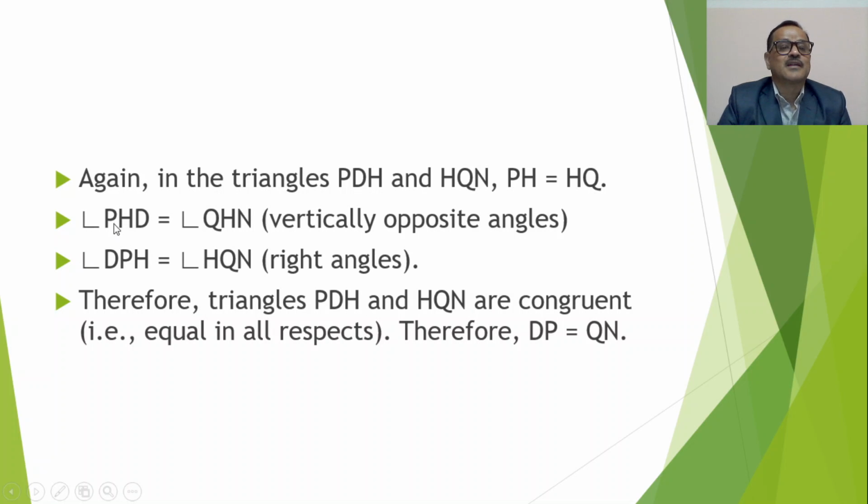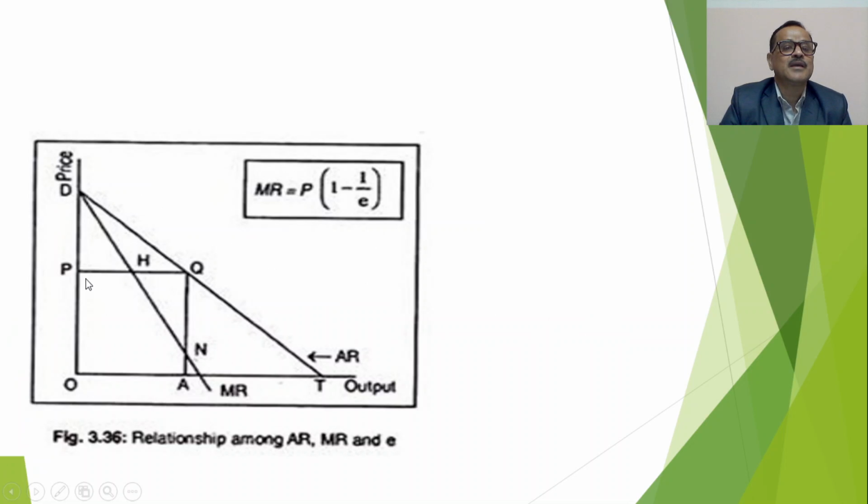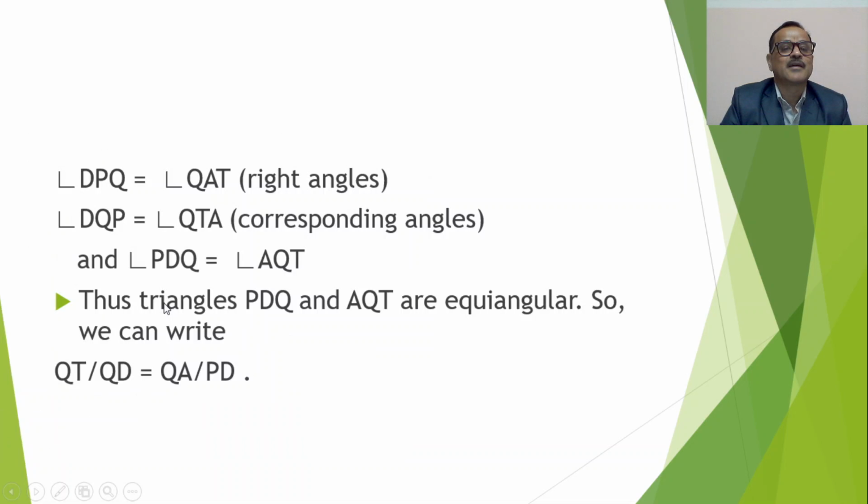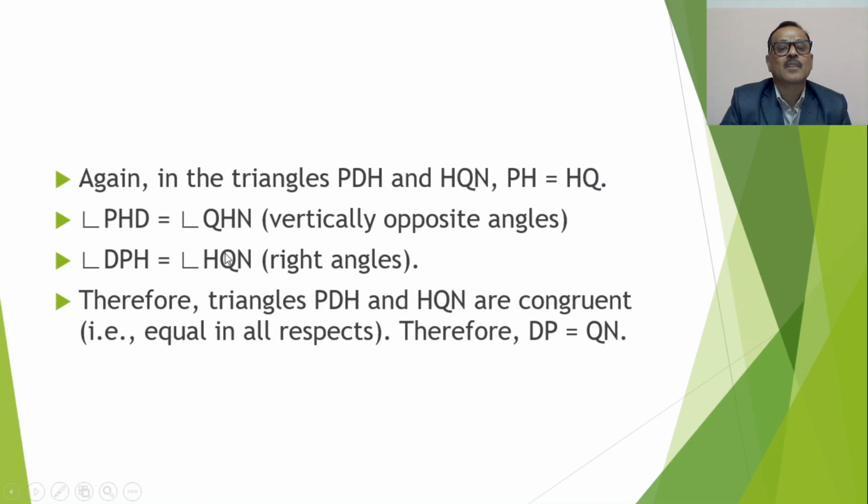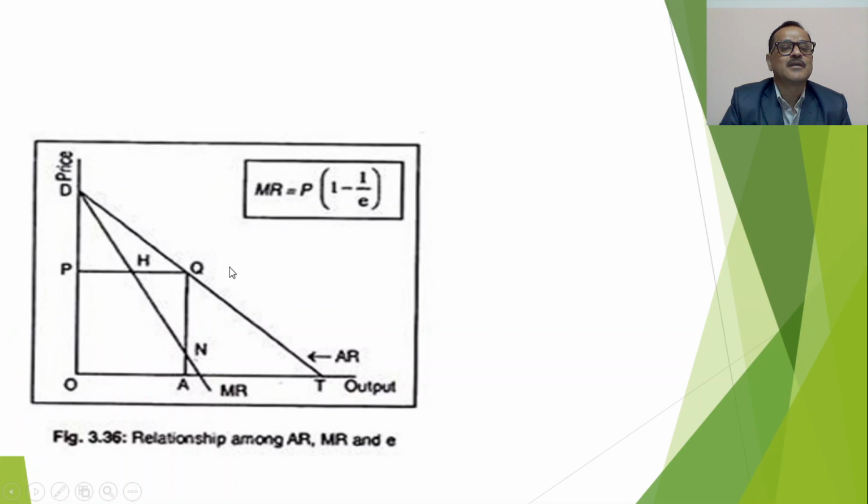Now vertical opposite angles PSD equal to QSN. Vertical opposite angles are equal. PSD equal to QSN. And now right angle triangle DPS equal to SQN.